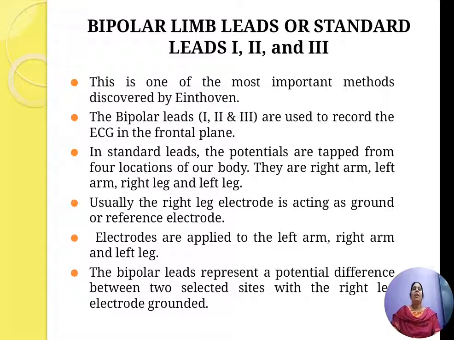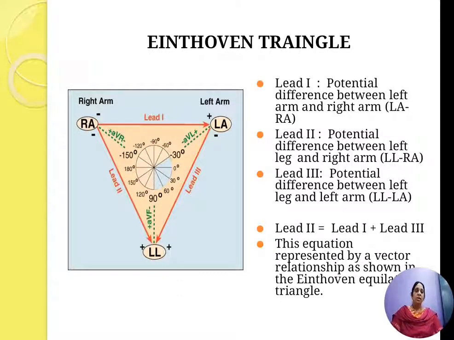The bipolar leads represent a potential measured between two selected sides. Bi means two, so the potential difference is measured between two selected sides with the right leg electrode grounded. This figure represents Einthoven's triangle. The right arm, left arm and left leg together form a triangle, and your right leg is ground potential.